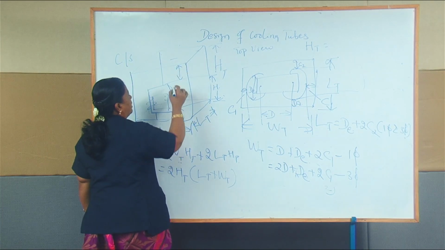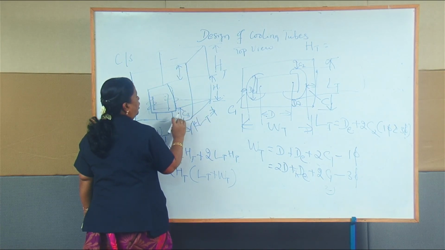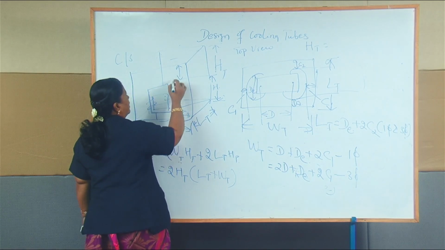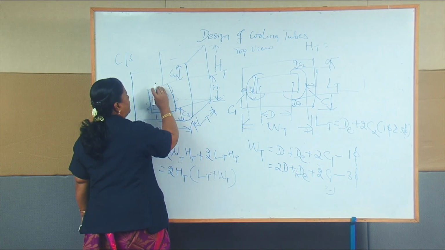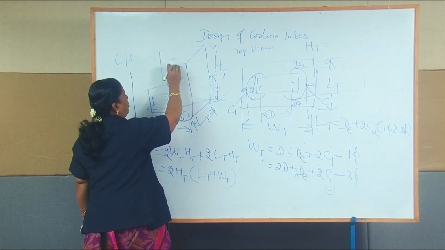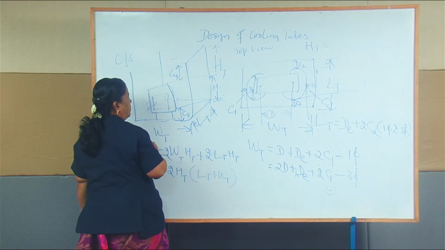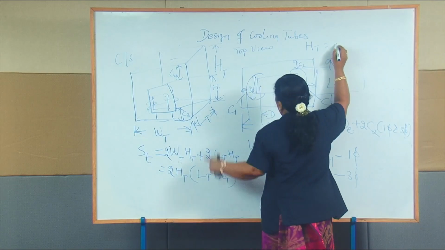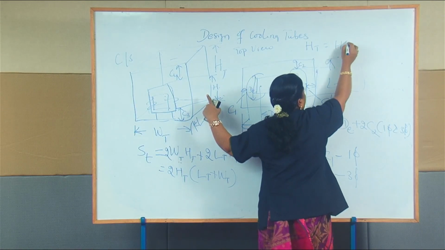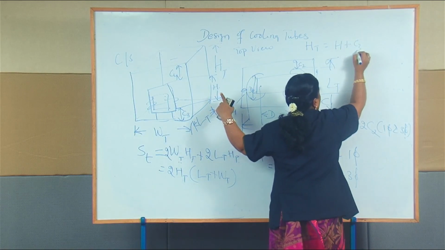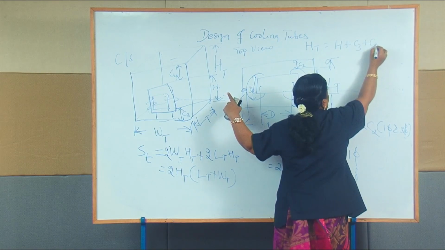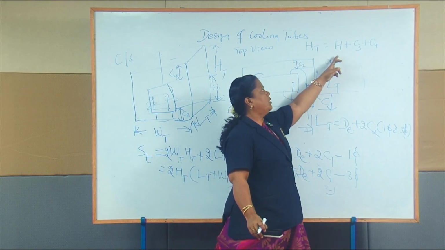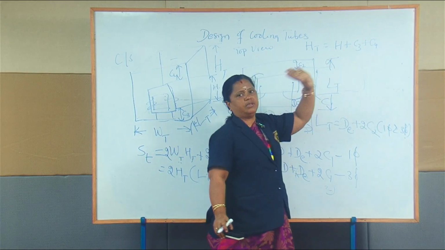If we know H, then at the top portion and at the bottom portion we are giving some clearance. Consider from the bottom of the tank to the transformer frame, C3 is the clearance, and from the top of the transformer frame to the tank top, C4 is the clearance. So now HT will be equal to H plus C3 plus C4.